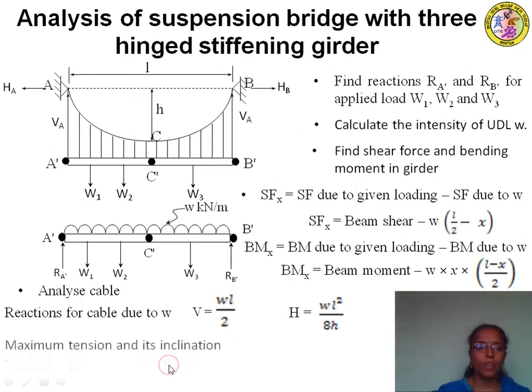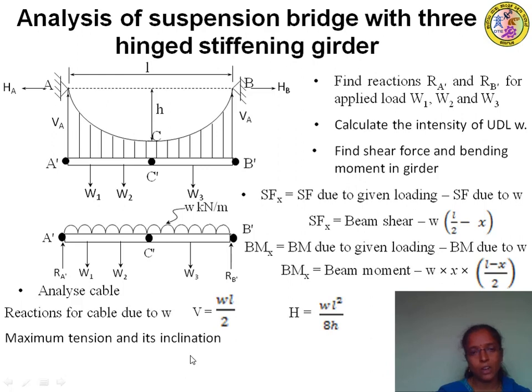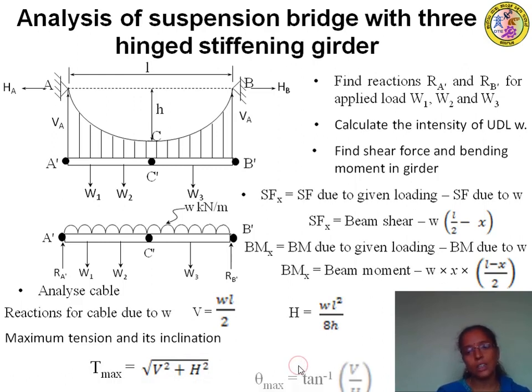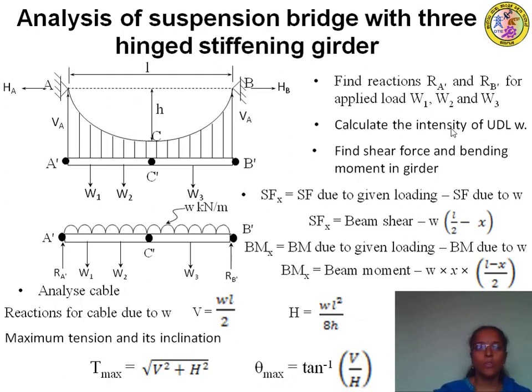Next, we have to find the maximum tension and its inclination. So Tmax is given by root of V square plus H square, and its inclination theta max is given by tan inverse of V by H. If you carry out this much calculation, that completes the analysis of the suspension bridge with a stiffening girder. So let us move on to a numerical problem on this.